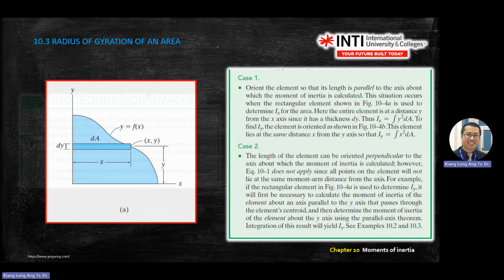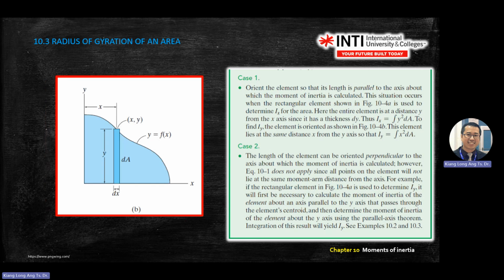homework. In yesterday's class, we introduced case 1, case 2, like what you see on the screen. The one here is case 1. The rest you read lah. If you need to calculate the centroid in this method, it's called case 1. You are using Ix equals the integral of y squared dA.